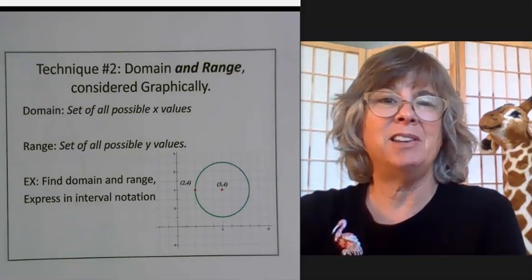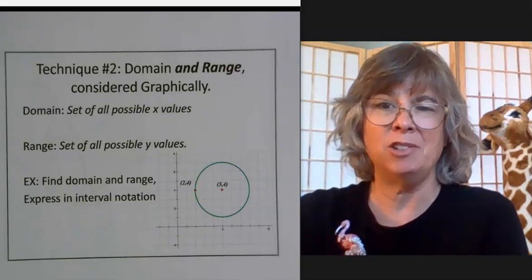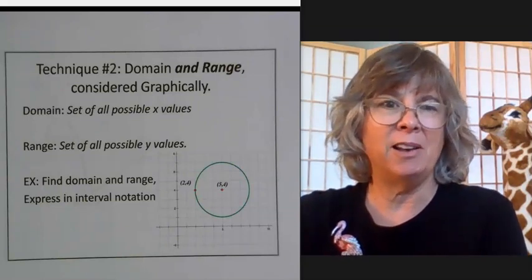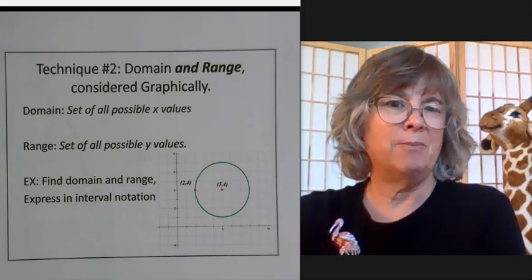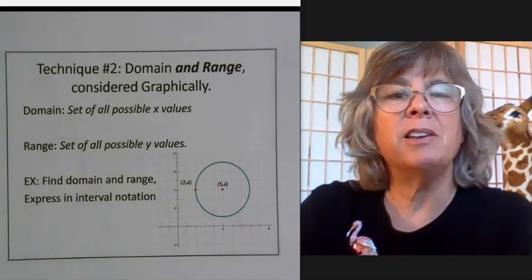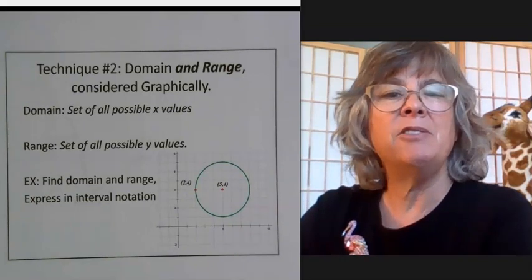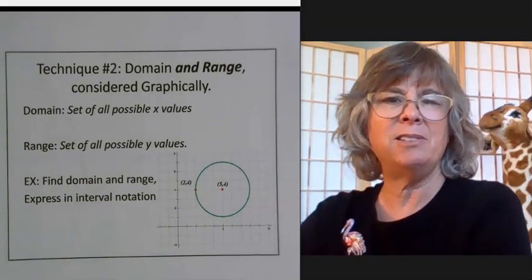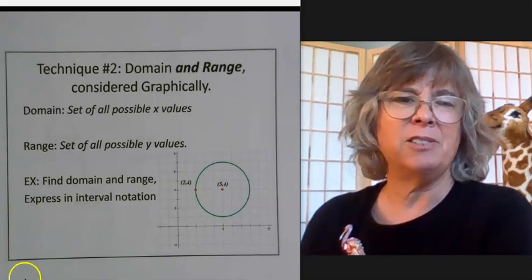And the second technique is finding domain. And now we're going to find range too, the set of possible y values considered graphically. Now let's look at this. This is a circle. It looks like the center of the circle is at 5, 4. See if you can find what the radius is. And first, find the equation of that circle.